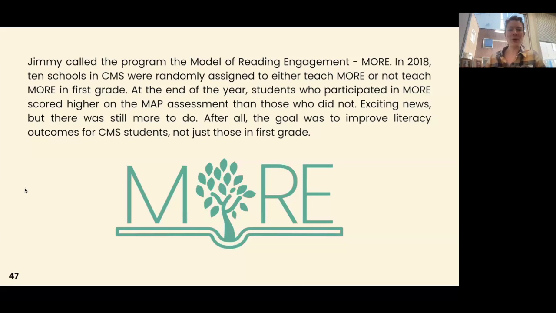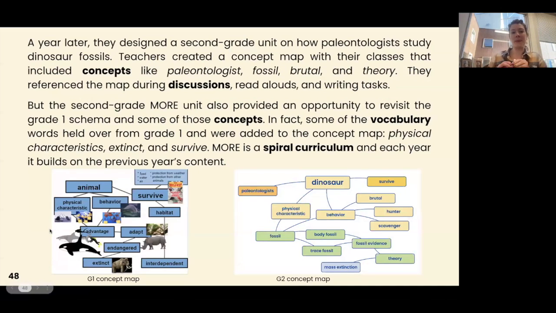So we called this program that we created Model of Reading Engagement More. We've done various experiments on it with schools in Charlotte. And we found in our first study that students who participated in this intervention scored higher on the MAP assessment than those who did not. But we wanted to see if we were able to get even bigger, more exciting effects if we continued the development of this specific schema a second year, when students were in second grade.